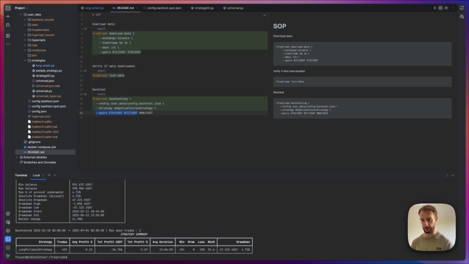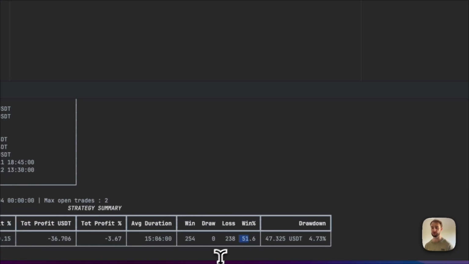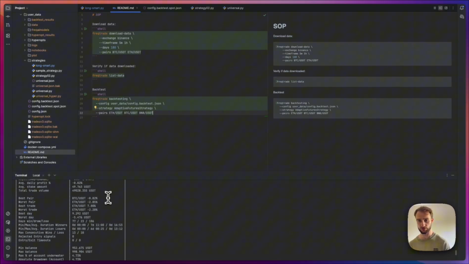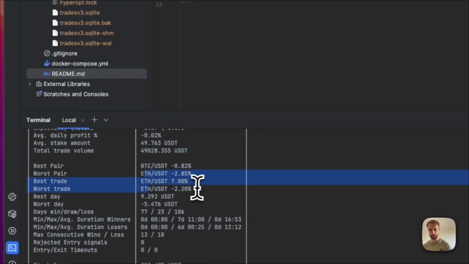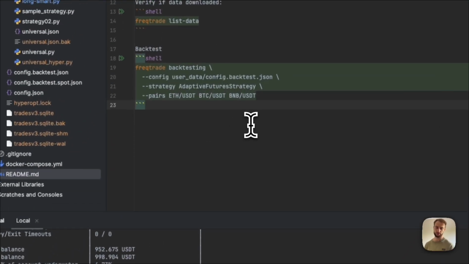So what I can see is that the strategy is unprofitable. We lost some money. It was like minus 3% for the year, which is unprofitable, with lots of losers. Only 51.6 winning percent. So it goes wrong here. Let's check what the best and worst pair was. The best pair was Bitcoin, and ETH was slightly worse. So there was one where we generated $10 and one where we lost $5. Yeah, so the strategy is not good.